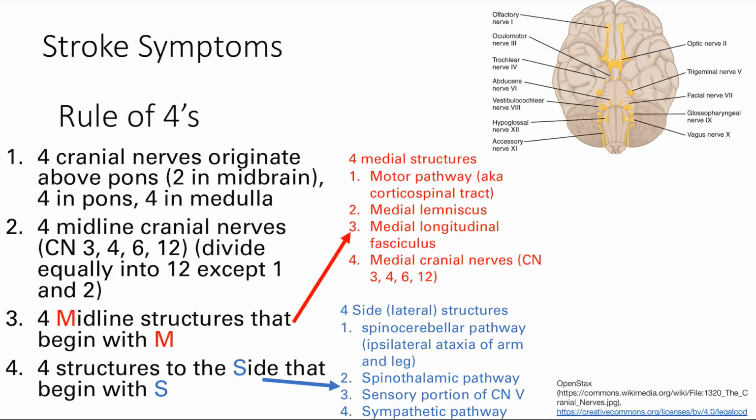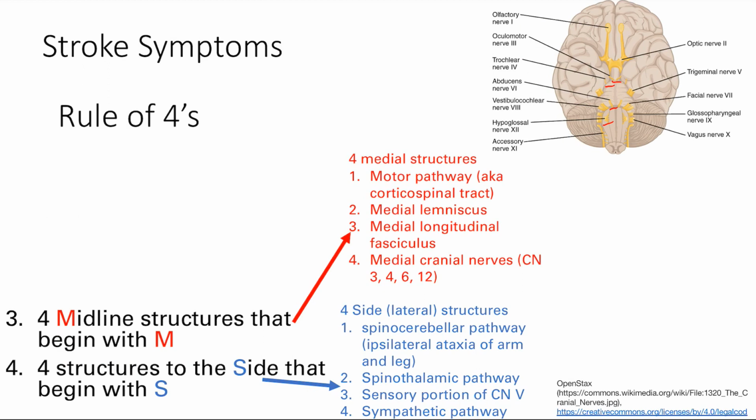So cranial nerves 3, 4, 6, and 12 are all midline cranial nerves. The next rule of 4's that you need to know is that there are 4 midline structures that begin with M. Please memorize this. It's going to make your life a lot easier. Just put in a little bit of work. Memorize these 4 medial structures. First one is the motor pathway, basically the corticospinal tract. That's midline. Same for the medial lemniscus, and the medial longitudinal fasciculus, which I will talk about later.